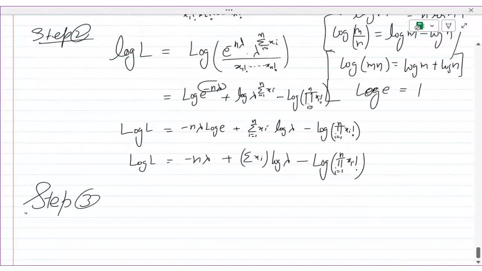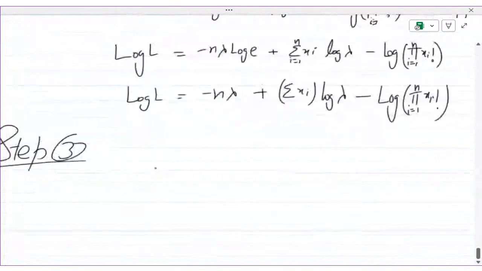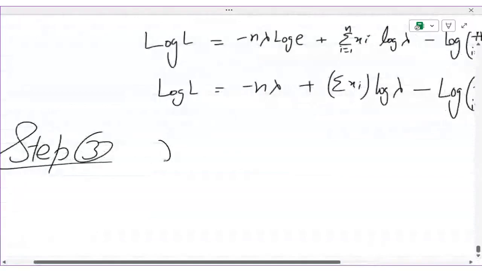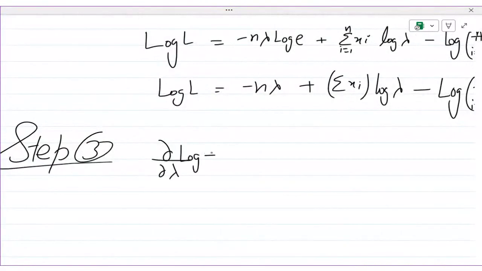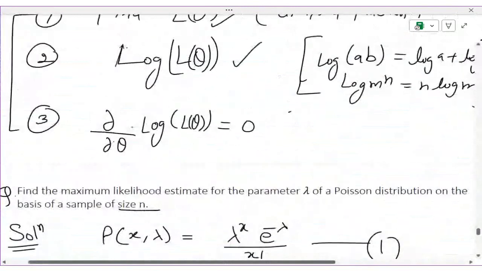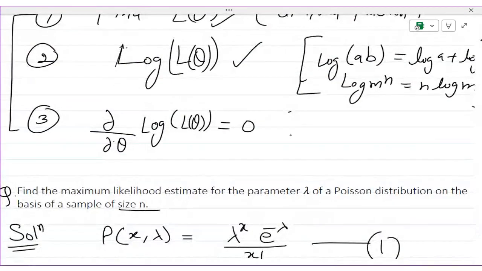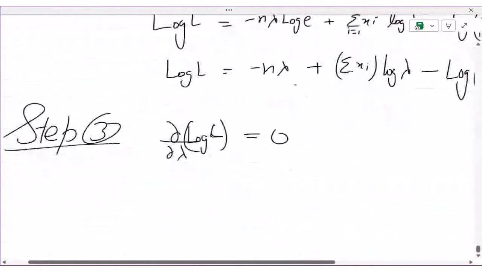What was step 3? To find the maximum value, we will do the derivative of this log L with respect to lambda and keep this derivative equal to 0. So you can see this is the third step: do the derivative with respect to the parameter and keep it equal to 0. So let us do the derivative here.